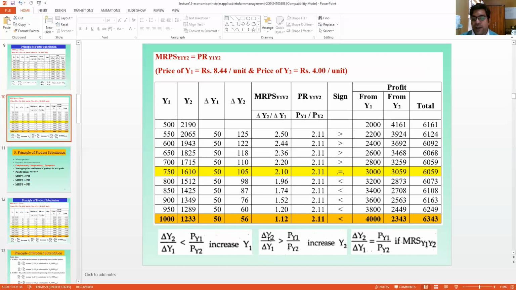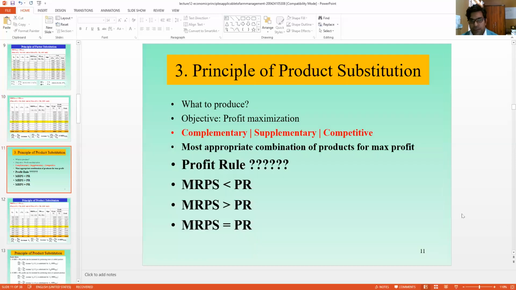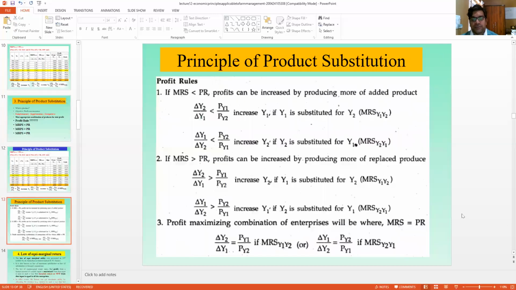So if MRPS is more than PR, increase Y2. If MRPS is less than PR, increase Y1, opposite to that of least cost combination. Okay. But we have seen this. Again, there are some profit rules, what we have to do, which we have already discussed.